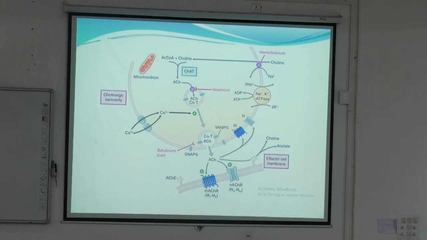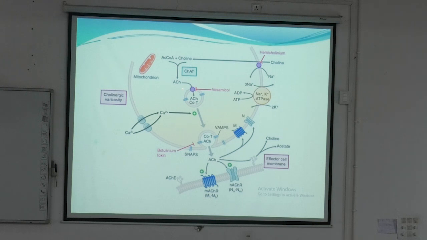What is the rate limiting step of acetylcholine synthesis? That is the choline uptake from the plasma into the neurons. Choline uptake occurs by means of the choline sodium ion symporter. Choline and sodium ion both come within the neurons, where there is presence of the enzyme choline acetyl transferase. This choline acetyl transferase combines the acetyl coenzyme A already present with the choline to form acetylcholine. Then this acetylcholine is packed within the synaptic vesicles. Then it comes out and ultimately exocytosis occurs.